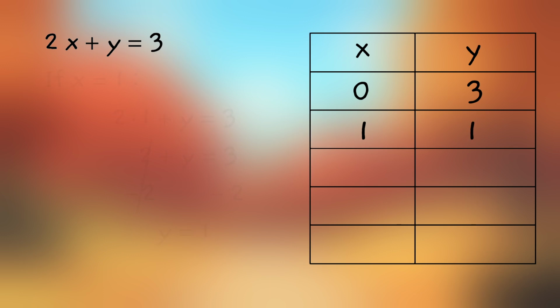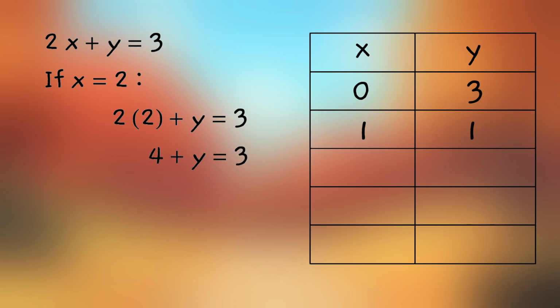Let's find another one. How about if x equals 2? Once again, we plug it into the equation and find out what y has to be. So that gives us 2 times 2 plus y equals 3, or 4 plus y equals 3. We will subtract 4 from both sides. They cancel on the left, giving us y equals -1. So if x is equal to 2, then y has to be equal to -1.